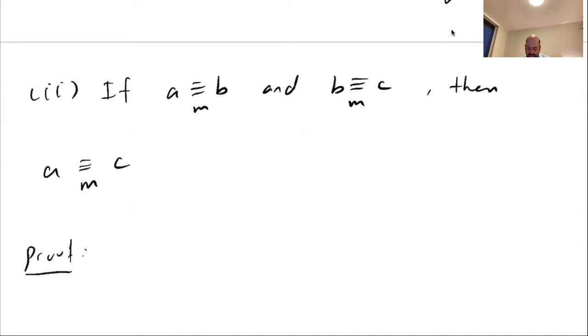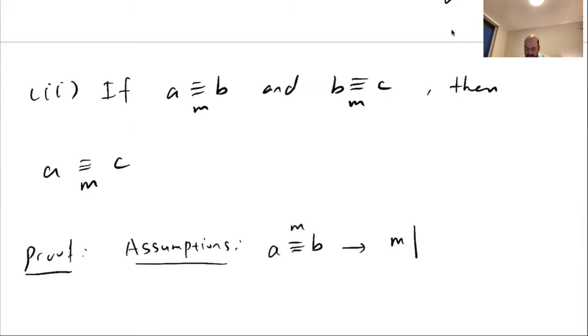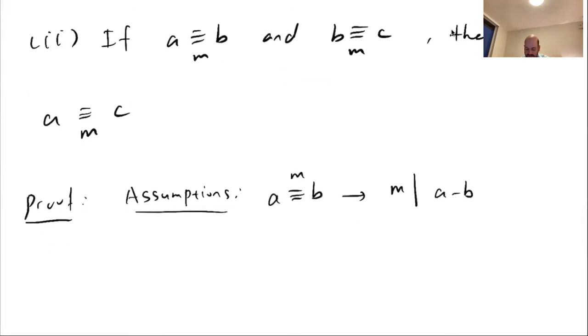So let's write down the assumptions. A is congruent to B modulo M. So that means M divides A minus B. The other one says B is congruent to C modulo M. That means M divides B minus C.